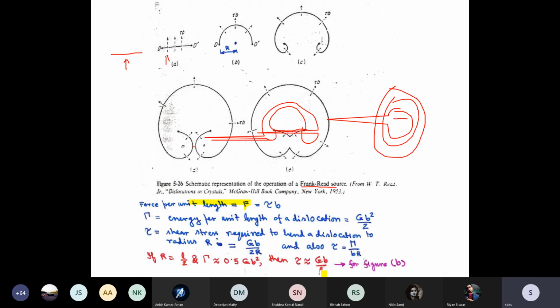So from there we can come to a relationship. Tau is equal to GB by L.